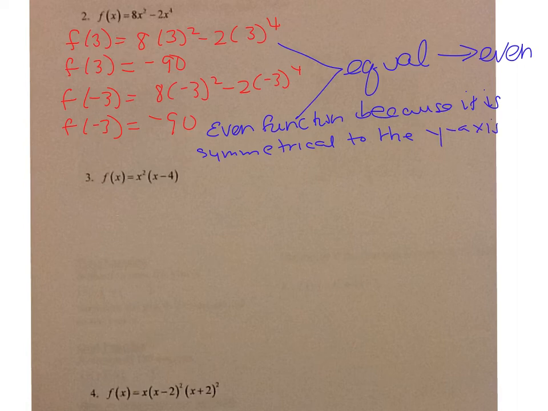All right, so let's try number 3. Let's pick a number. Let's do f of 4. So f of 4 is equal to 4 squared times 4 minus 4. F of 4 is equal to 0. Now let's do f of negative 4.